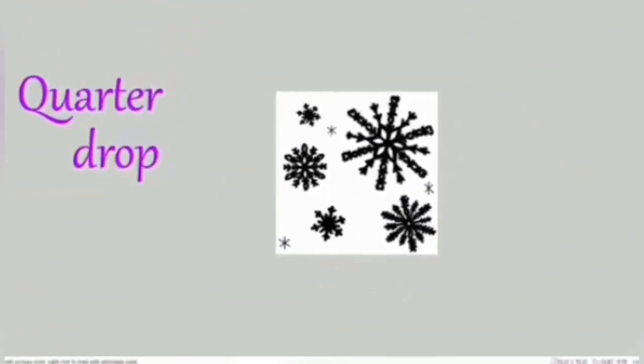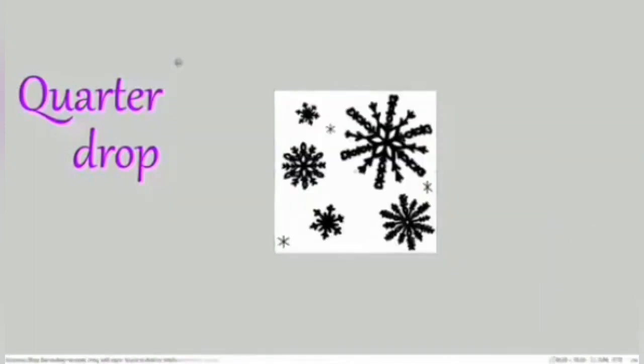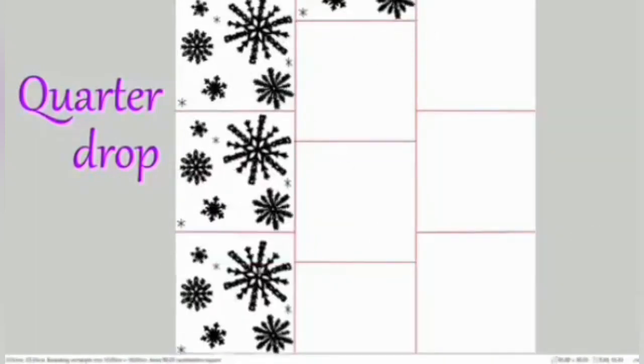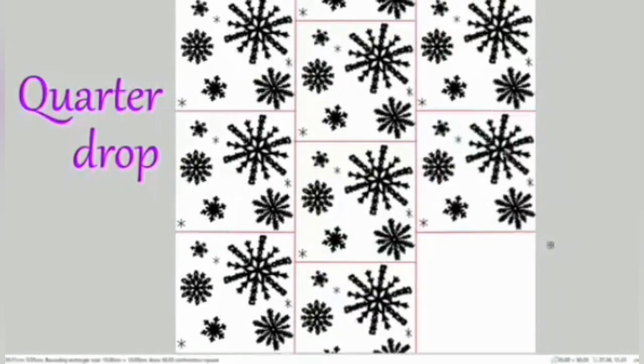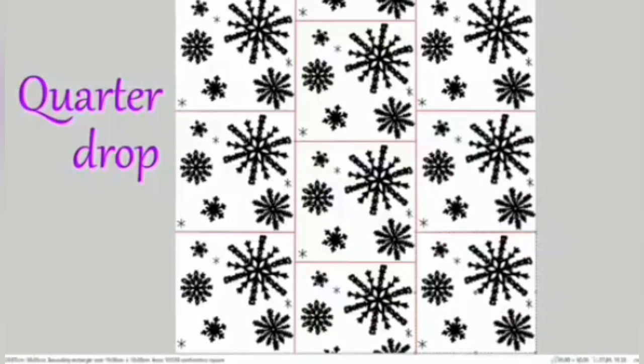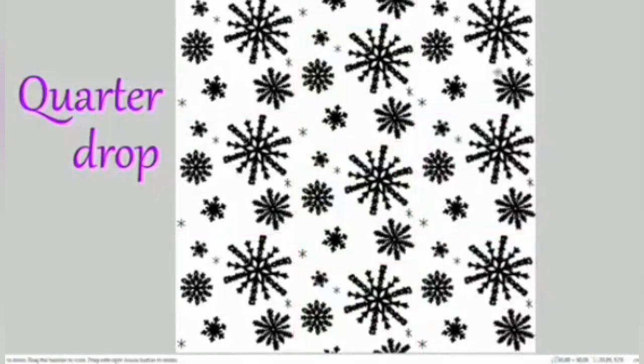We also have quarter drop repeat pattern. Quarter drop repeat pattern is a bit similar to half drop repeat pattern. In quarter drop repeat pattern, the motif is dropped a quarter of the way down the previous one. The demarcation line for the second column is drawn almost halfway down the first column. And thereafter, we start placing our unit design, also known as motif, to make our pattern.